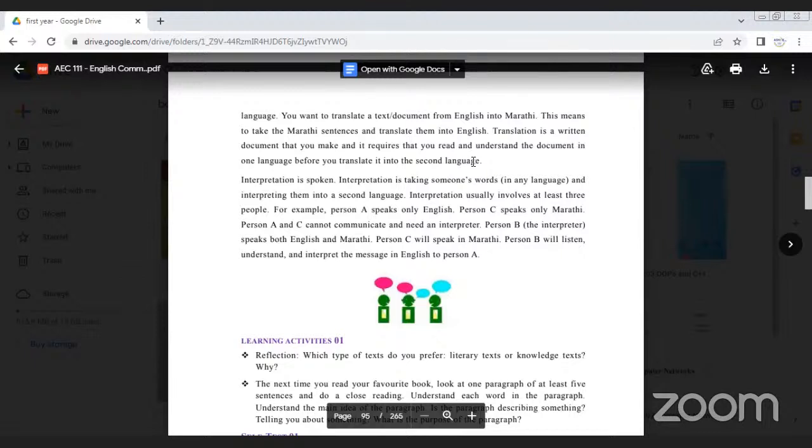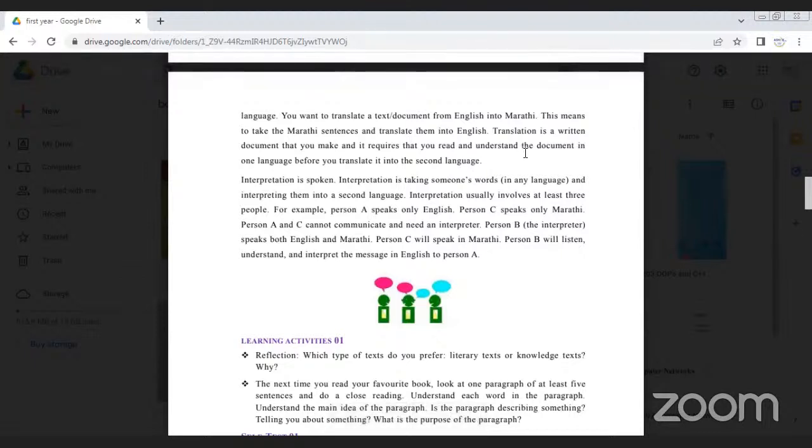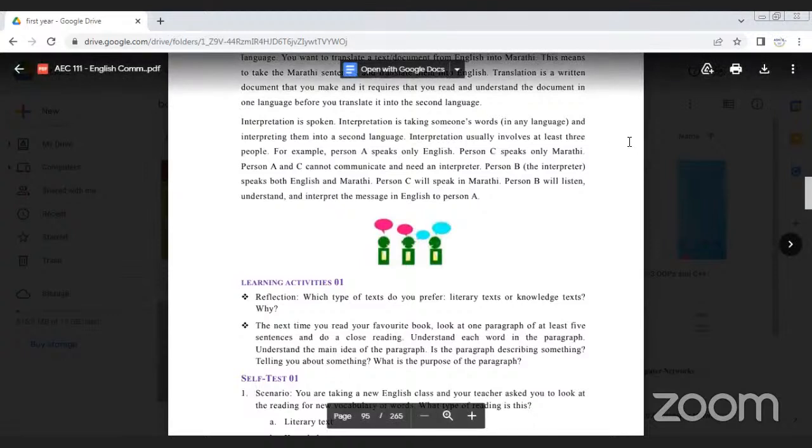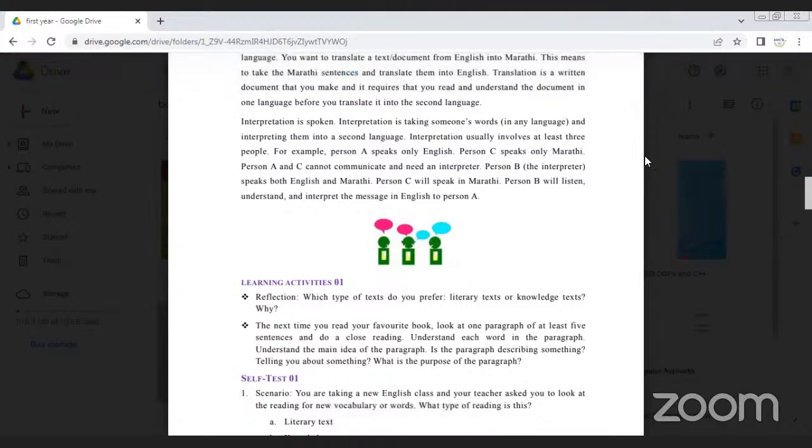Interpretation is spoken. Interpretation is taking someone's words and interpreting them into a second language. Interpretation usually involves at least three people. For example, person A speaks only English, and person C speaks only Marathi.